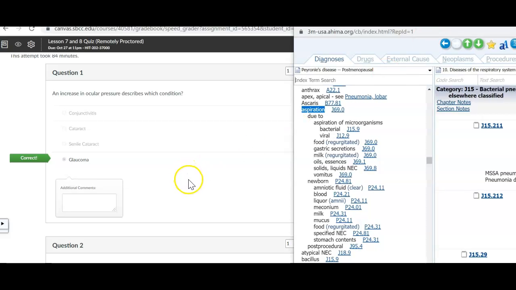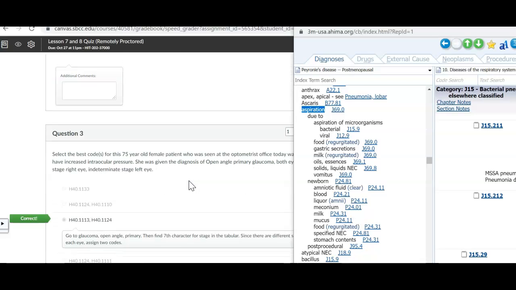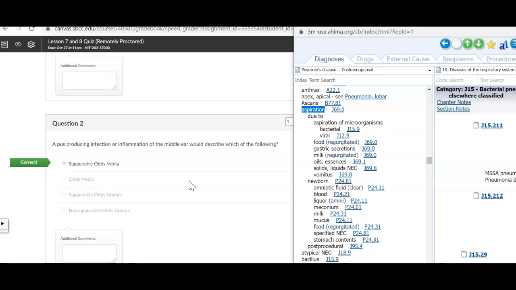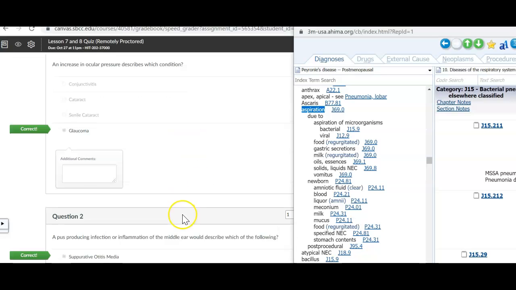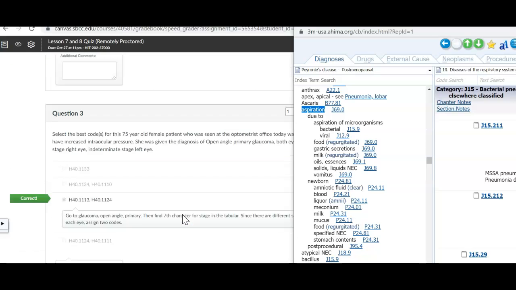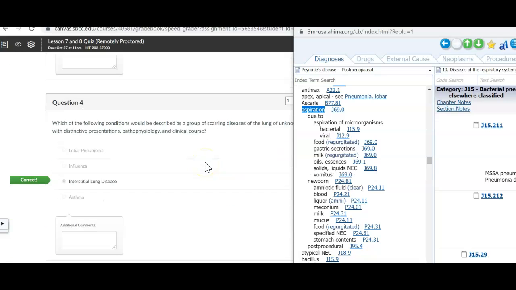So let's go ahead. Question 1. Questions 1 and 2 are basically knowing your medical terms, medical definitions. So if you have any questions on them, ask me. Let's go to the next one. It gives you exactly what you need to do. You go to glaucoma, open angle, primary, find the seventh character. Okay, so the same thing here, it's going to be the medical definition.